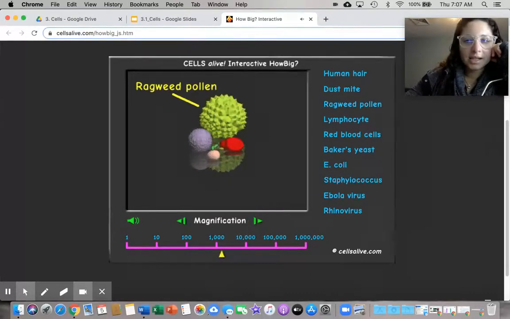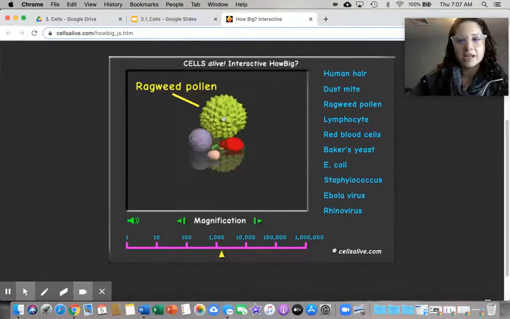So this is a pollen cell from a ragweed plant. This is actually what a lot of people are allergic to if you have allergies to pollen. So all that green gunky stuff that gets all over the streets and the cars in springtime, it's all made out of these types of cells, and this is what people are allergic to.